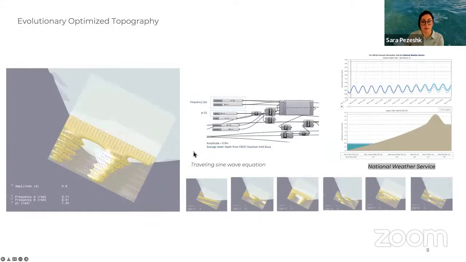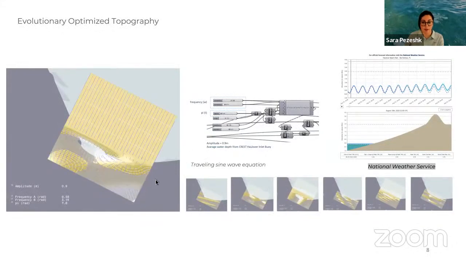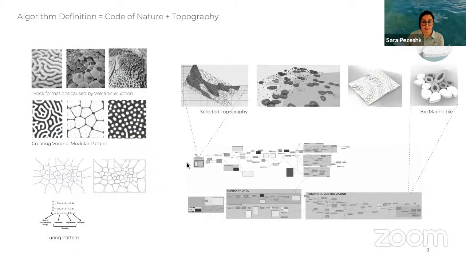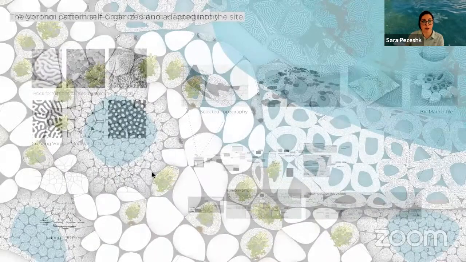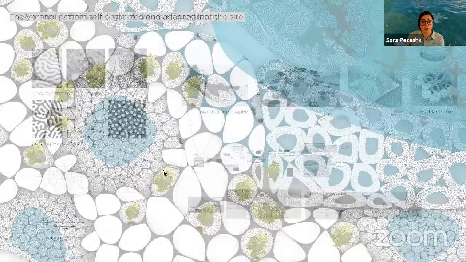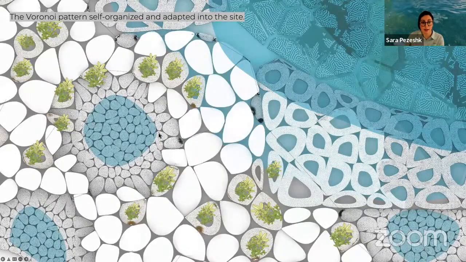And the variation of this landscape has been created using this algorithm. To occupy the selected topography, I have used this algorithmic definition, which is inspired by rock formation, a natural phenomenon that happens along the shoreline, where a volcanic eruption creates this Voronoi pattern. This Voronoi pattern modular gives the opportunity to self-organize and adapt to the site.